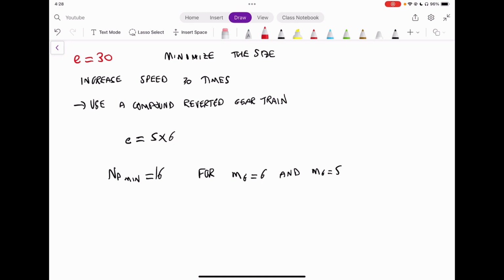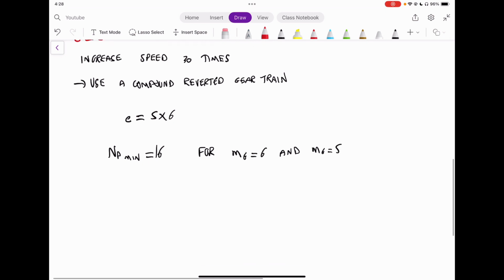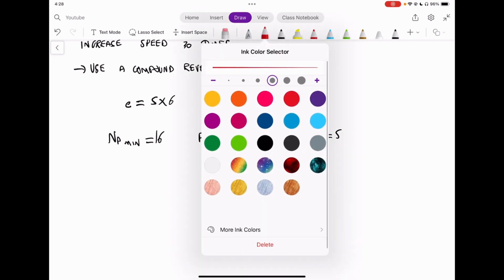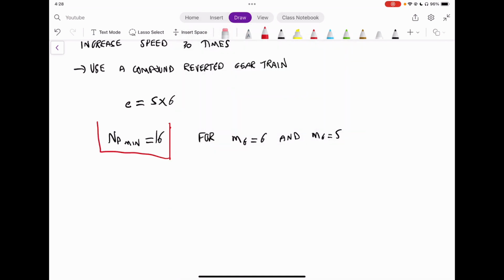And from a previous problem, we had already solved that E, to minimize the size, should be equal to 5 times 6. So we should have one set of gear trains that is equal to 5 and one set of gear trains that is equal to 6, so that our mg is equal to 6 and 5, so that we get a 30 output, essentially. We had also found that NP min, from interference, was equal to 16.